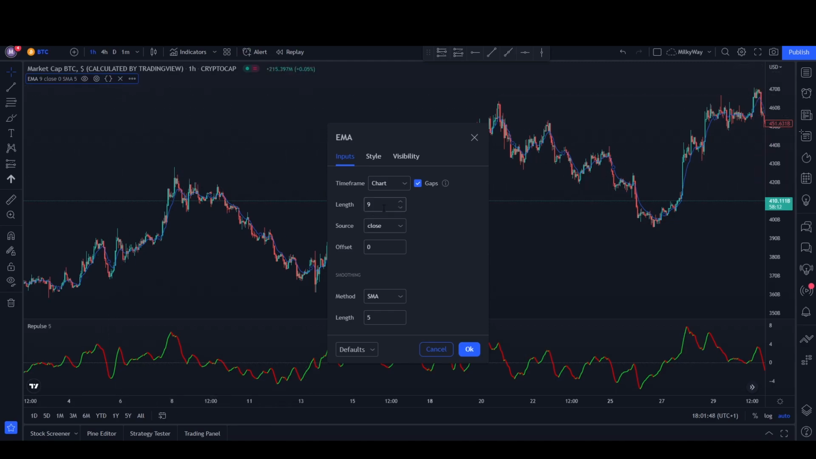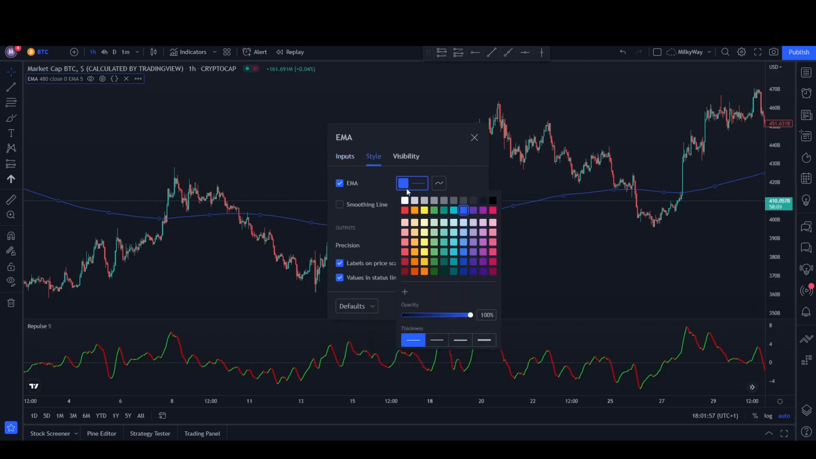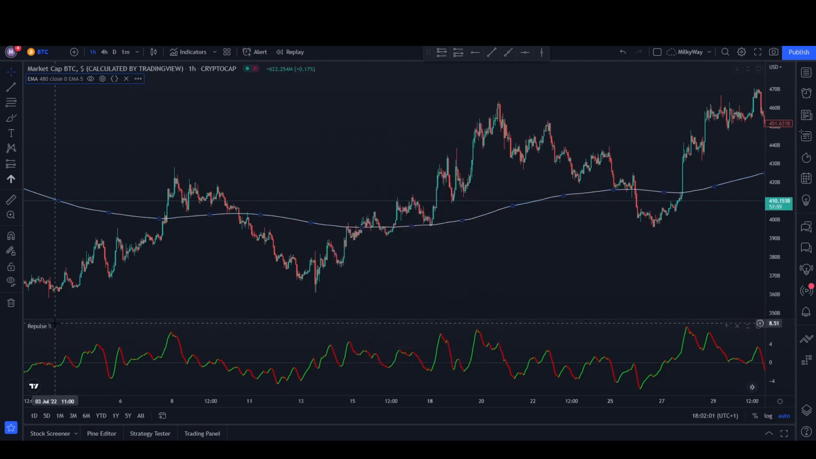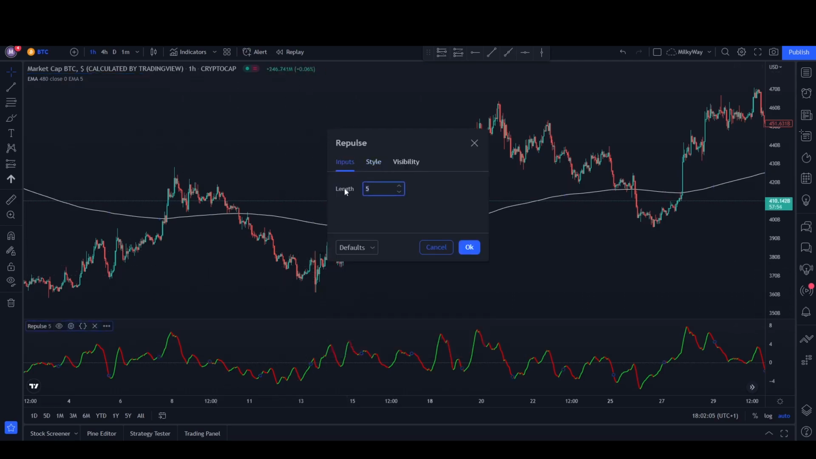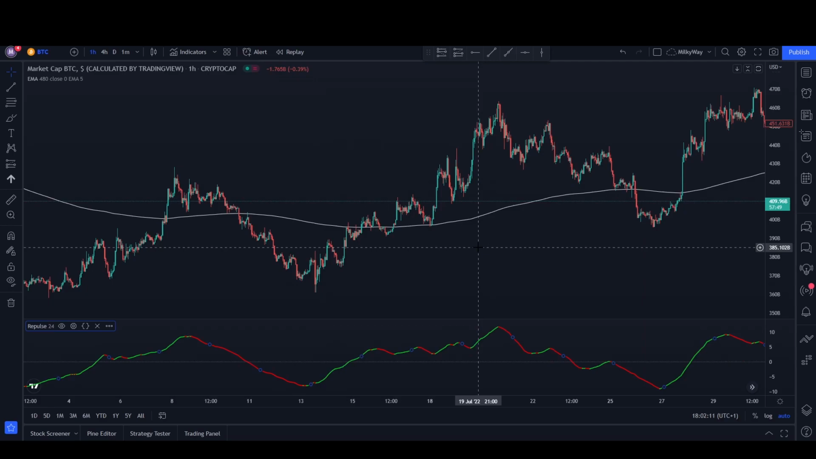So the settings for the EMA is 480 period. We'll change the method to EMA, and I will change it to white. And the settings for the repulse indicator is 24, the length of 24. So there you go. You've got the two indicators set up.